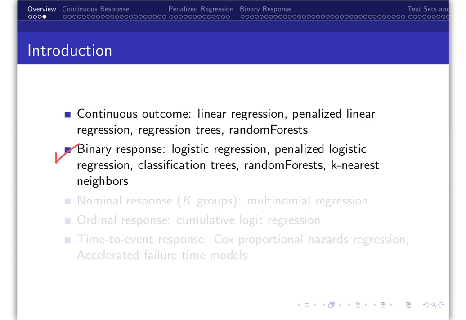When predicting a binary or dichotomous class response, we often use logistic regression. In this and the next module, we will discuss other methods for predicting a binary response that can accommodate high-dimensional data, including penalized logistic regression, classification trees, random forests, and k-nearest neighbors. When predicting a multi-level nominal response, that is, you have more than two groups, we typically use multinomial regression. When predicting an ordinal response, most will use a cumulative logit model.